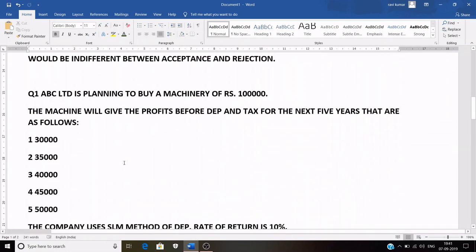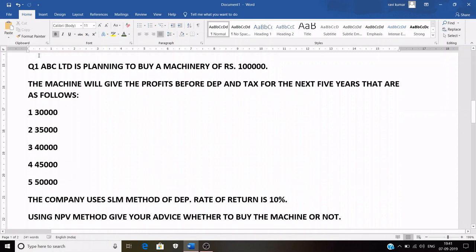This is the question of NPV. It says that ABC Limited is planning to buy a machinery of rupees 1 lakh. The machine will give the profits before depreciation and tax for the next 5 years as follows. Next 5 years means that the machine's life is 5 years. In the first year, the machine will give 30,000 rupees profit. Similarly, in the second year, it is 35,000, and likewise for the third, fourth, and fifth year.